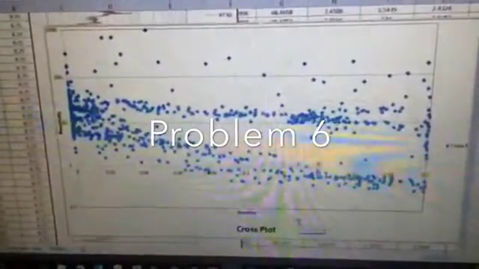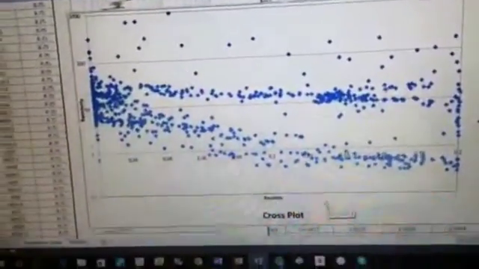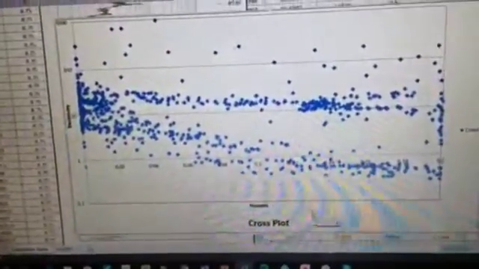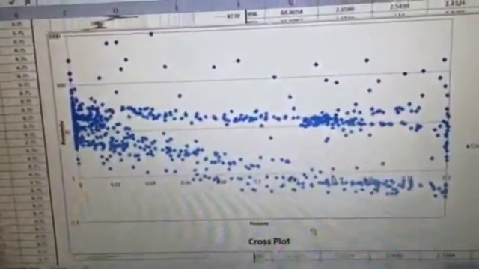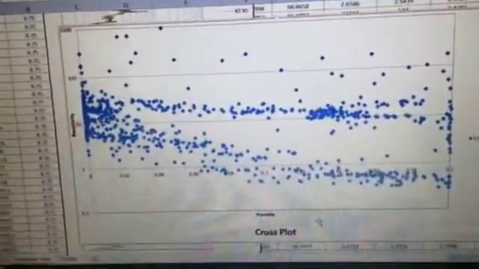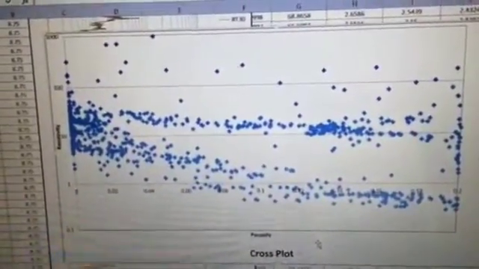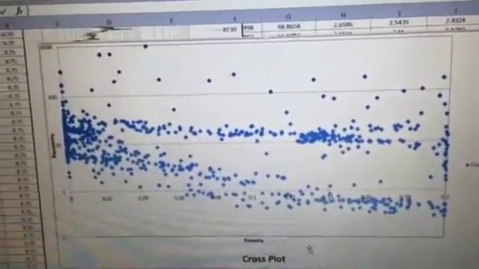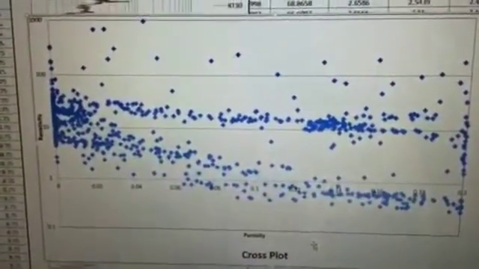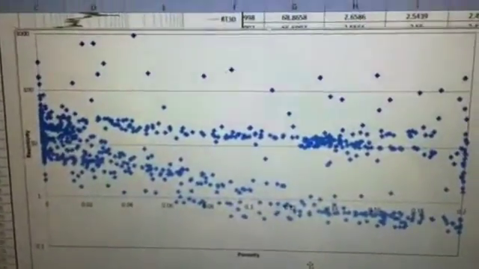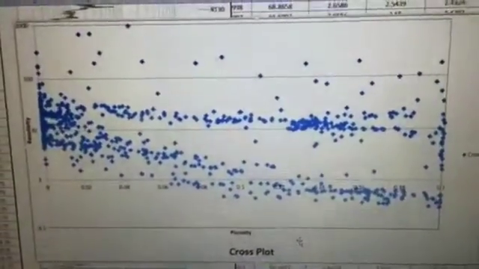Okay, so here for problem 6, we have our crossplot of porosity, which is on the x-axis, and resistivity, which is on the y-axis. And as you can see, as porosity increases, there's a slight downward trend in the resistivity. This is likely because as porosity increases, you have more pore space in the rock, and the overall length the current has to travel is probably going to be less, which will decrease your resistivity. Additionally, at the end of problem 6, it asks about temperature and resistivity relations, and as temperature increases, resistivity decreases.